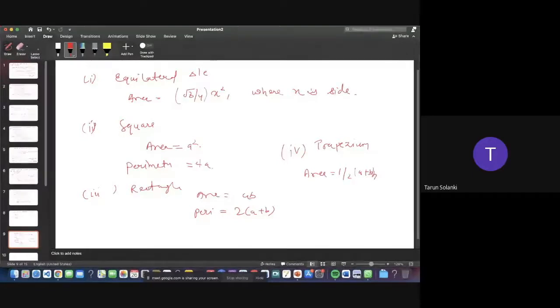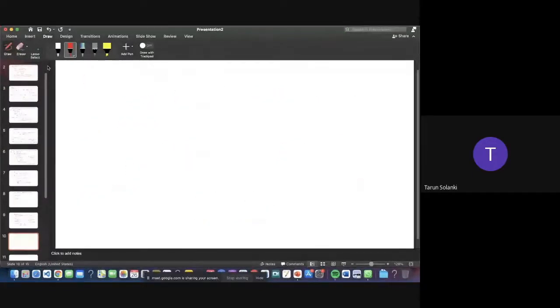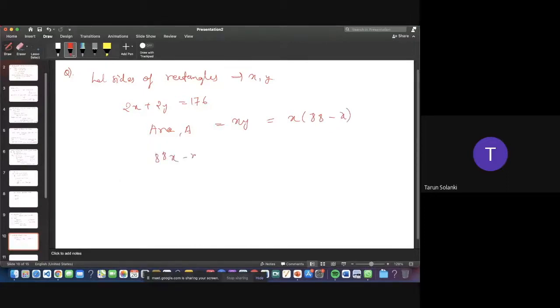Now we will look at some problems. The question is: find the maximum area of a rectangle of perimeter 176 centimeters. So let the sides of the rectangle be x and y. So 2x plus 2y is equal to 176. For maximum, its area A is xy, which we can write as x times (88 minus x). So 88x minus x square.